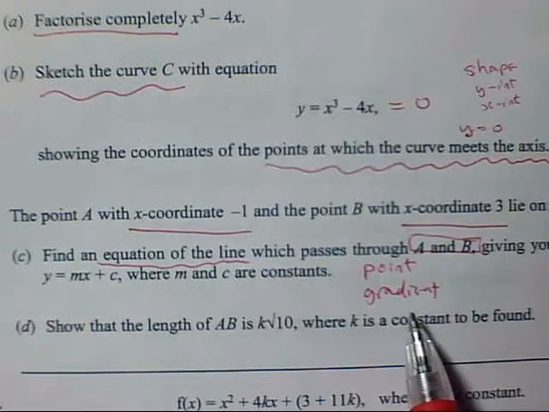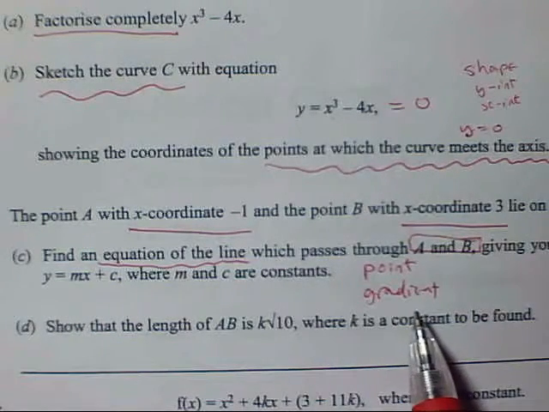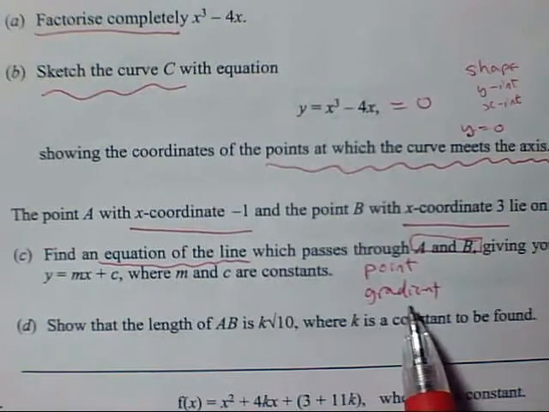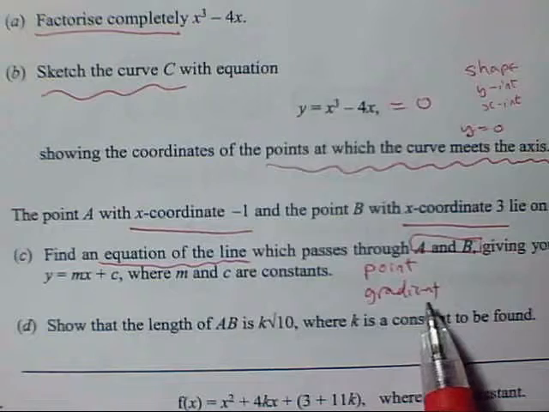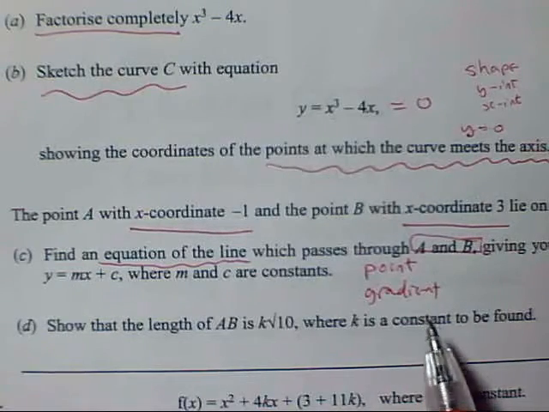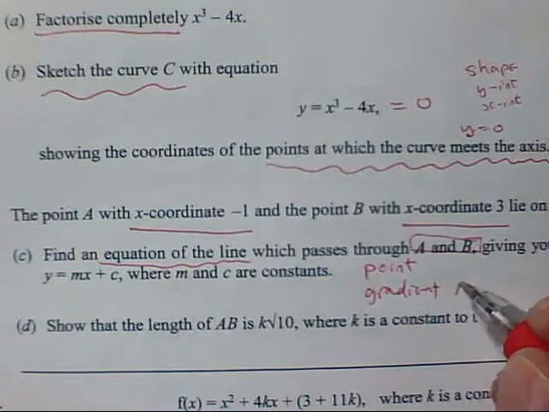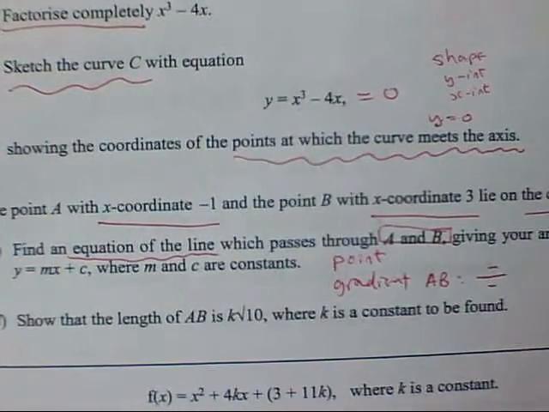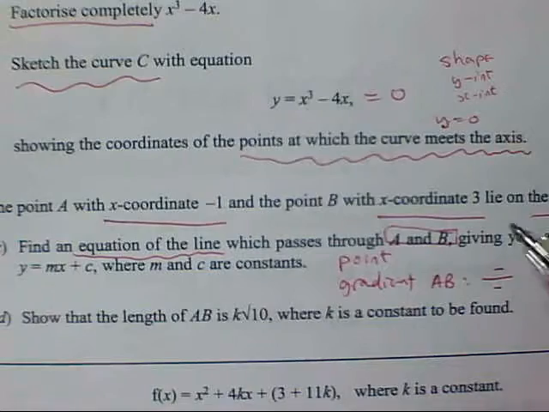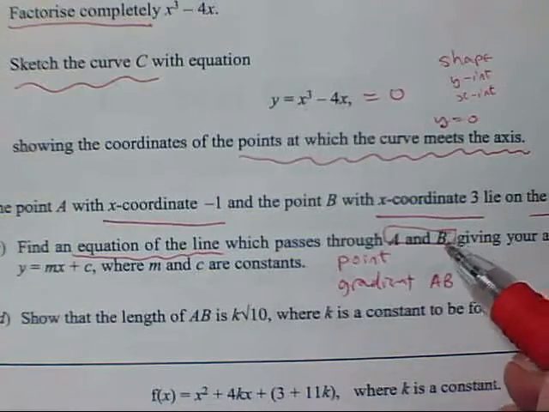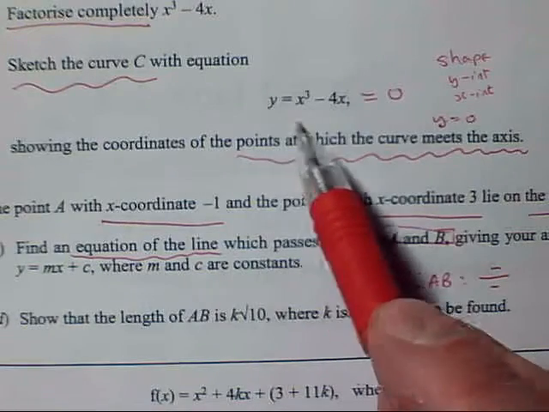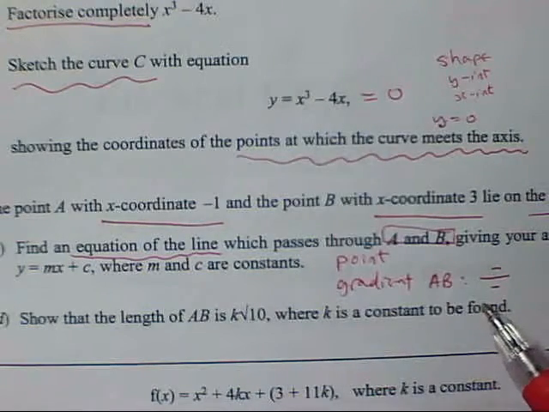Now, where's the gradient coming from? Okay, well, previously on this paper we've had y equals mx plus c to find the gradient of a line, and we've had dy by dx. So this is going to be the 3rd method for gradient. It's the 2-point method. So the gradient of AB, I'm going to want to do a difference in y over a difference in x. Okay, and so I need both coordinates of A and both coordinates of B. So I take these x coordinates, work out the y coordinates that go with them, and work out the gradient.